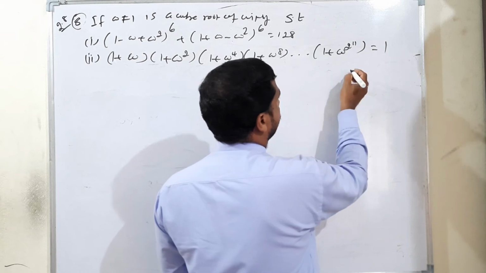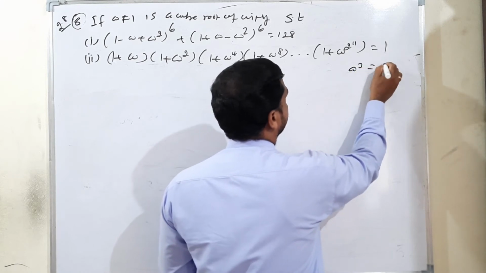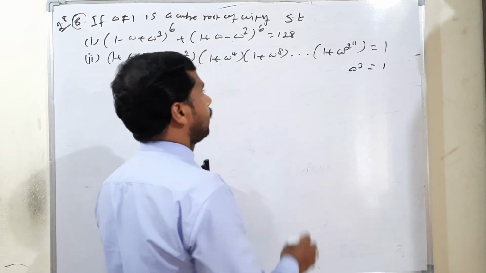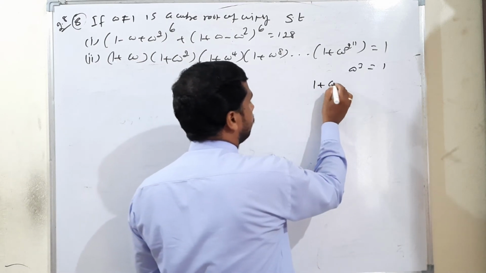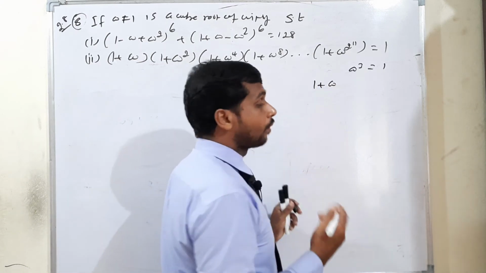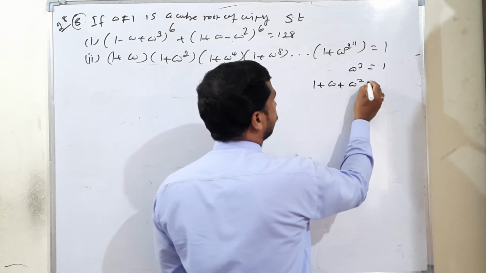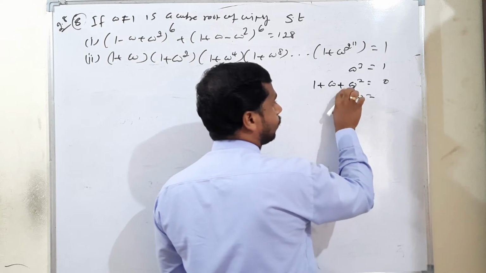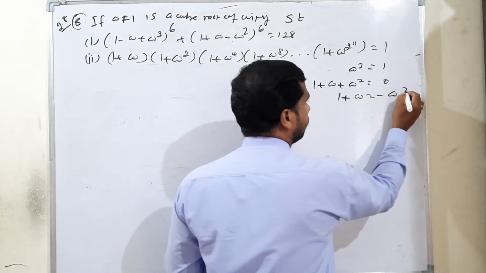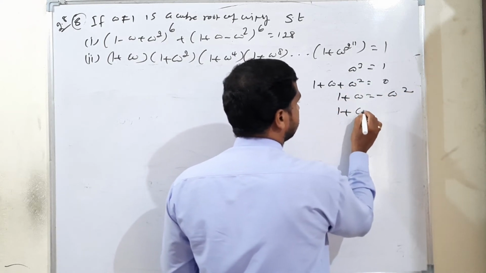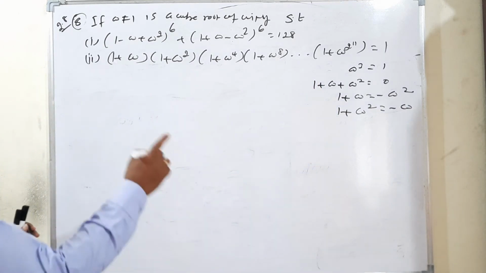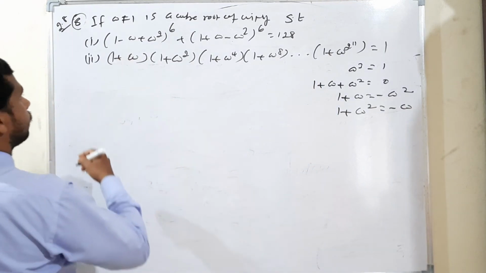First, before moving to the question, the cube root of unity: cube root of unity means ω³ is equal to 1. As well, we already know the sum of the nth roots of unity, that is 1 + ω + ω² is equal to 0. Therefore 1 + ω is equal to minus ω², bringing it to the opposite side, and as well 1 + ω² is equal to minus ω. These three important steps we need to apply in this problem.